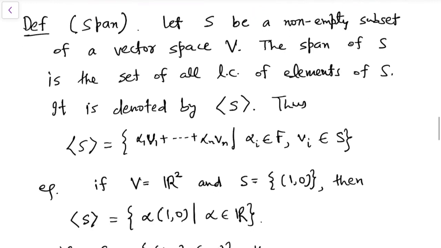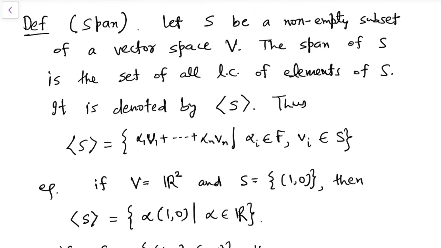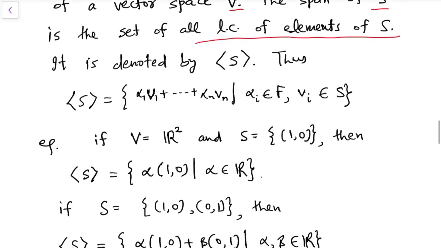Then we have span of a set. We have a non-empty subset S of a vector space V. Span of S is the set of all linear combinations of elements of S, and we denote the span of S by this symbol. So span of S contains all linear combinations of elements of S, all possible linear combinations.